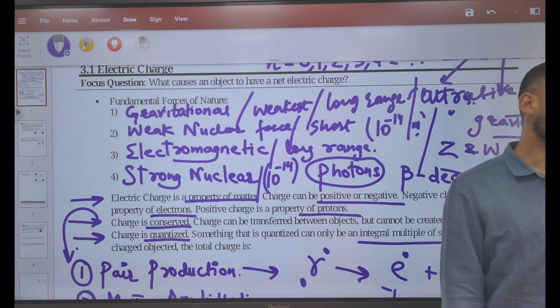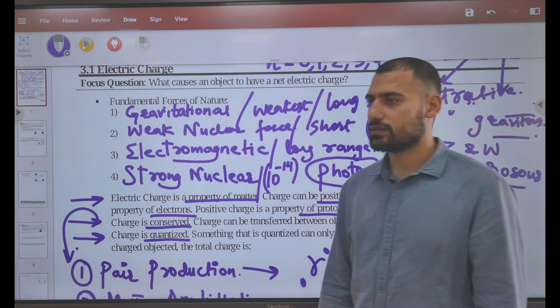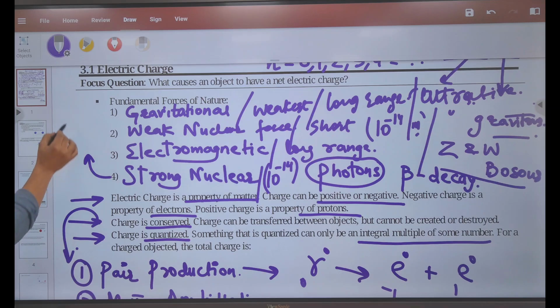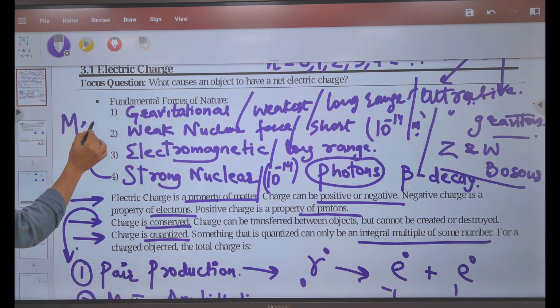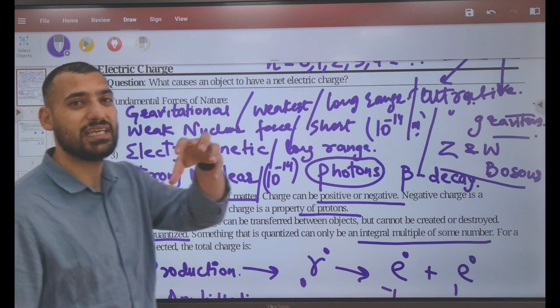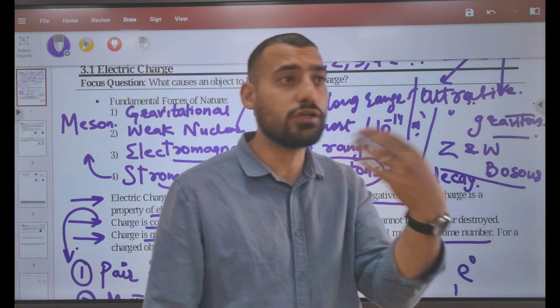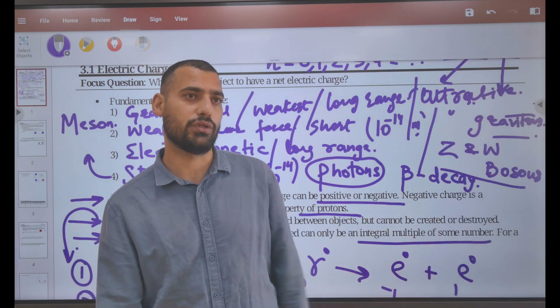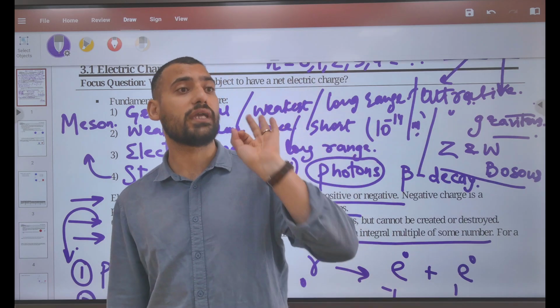Now these forces operate because of a particle called the meson. Because of this force, the protons stay within the nucleus. Otherwise, protons are repelling, right? But they still stay inside. Why? Because strong nuclear forces are very strong. They are the strongest forces in nature.